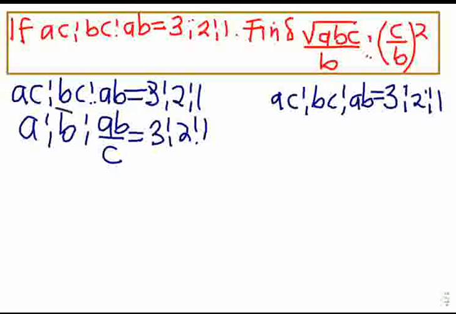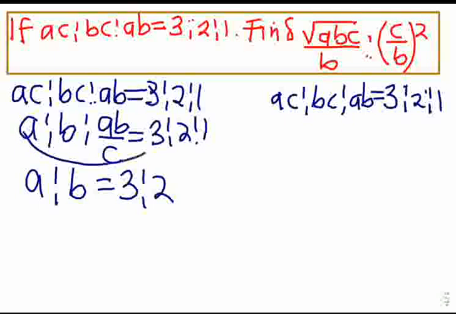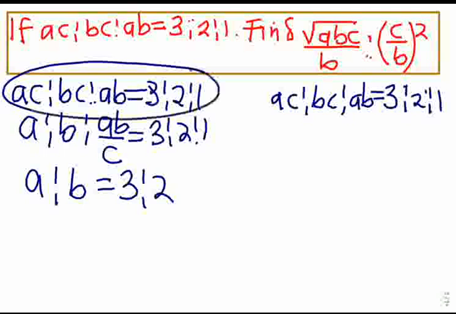So from here, I have these single terms. The ratio of A to B is equal to what? 3 to what? To 2. So I've been able to get single terms out from this. That's the ratio of A to B.